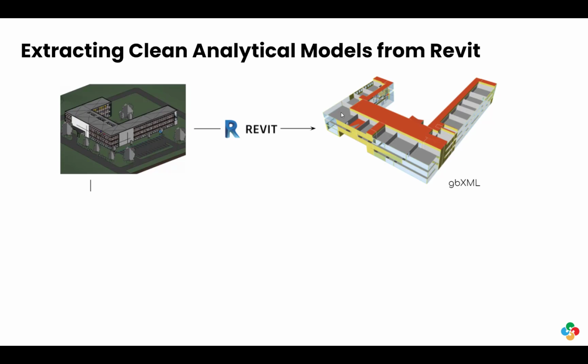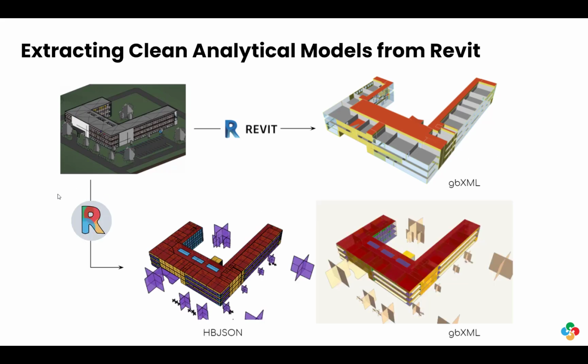We have open room volumes, missing surfaces, such that a lot of modelers end up looking at this and they say it is just going to be faster for me to retrace all the geometry from scratch in my building energy modeling platform. So we're trying to avoid this, and the way that we do this is that we offer a Revit plugin that can take that Revit model and export a file format that we've developed called HBJSON, which is similar in principle to GBXML.